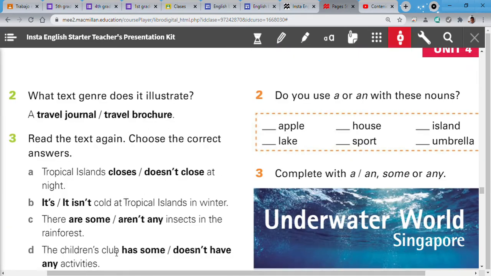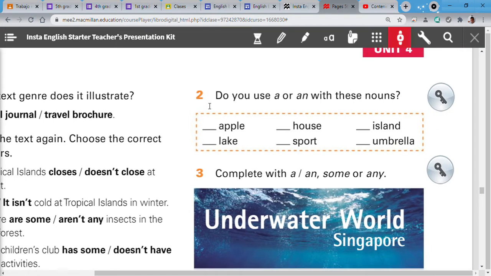Here, for example, I have some nouns. Do you use a or an with these nouns? Okay, let's practice. Apple: an apple. House: a house. Island: an island. Lake: a lake. Sport: a sport. Umbrella: an umbrella.